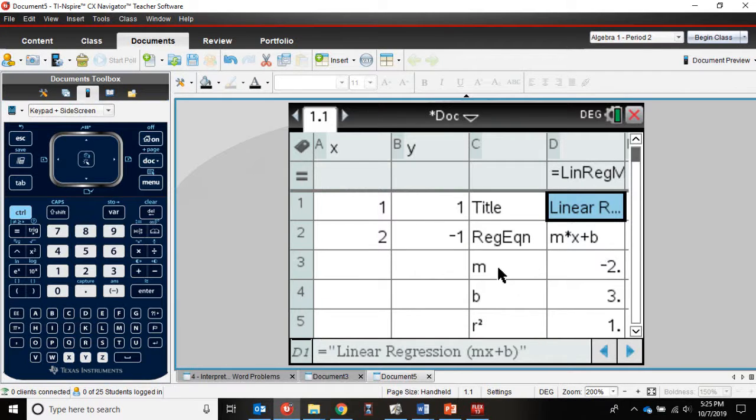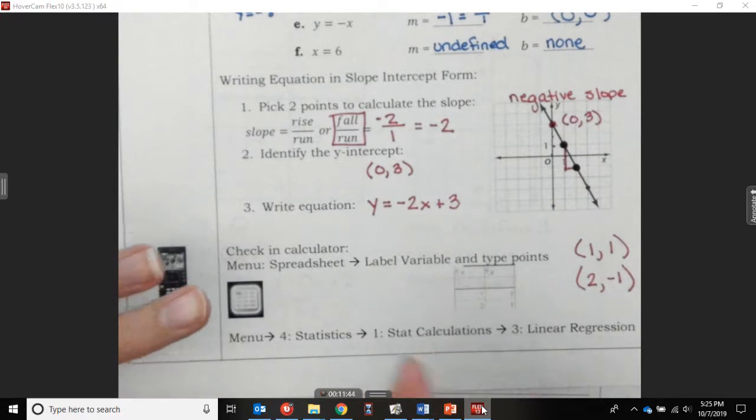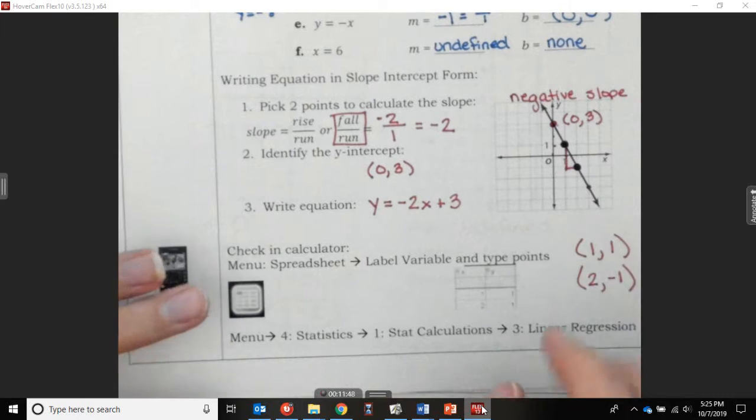What happens is it tells you that your slope is -2 and your y-intercept is +3. Which is what we found whenever we did it by hand. When we counted down to right 1, that was -2. When we found our y-intercept, that started at 0, 3. Okay, so right here is what you're looking at. M is -2, B is +3. Well, that matches what we already wrote. So the calculator can give you the answer, but you have to find 2 points on that line.